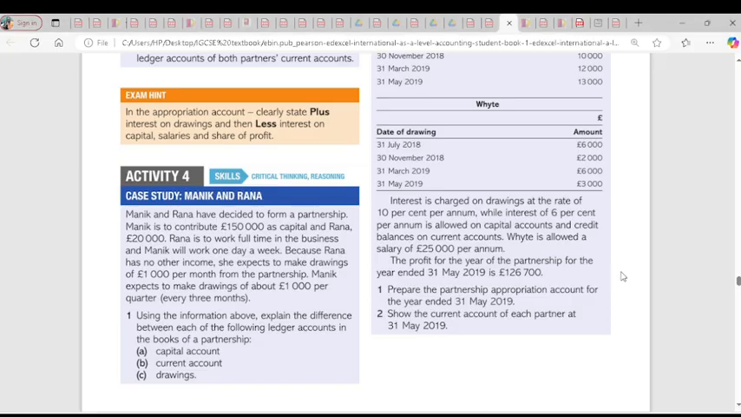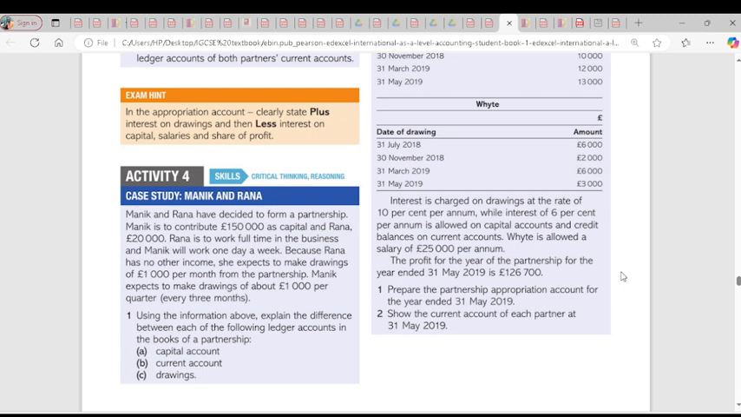So we're back here now. So we have the additional information. White is to earn a salary of 25,000 per annum. So the profit for the year of the partnership for the year ended 31 May 2019 is 126,700. They said we are to prepare the partnership appropriation account for the year ended. Mr. Latif, 126,000 for the year ended, yeah? That's the profit. Profit, okay. And show the current account of each partner at 31 May 2019. So we're going to start with the interest.